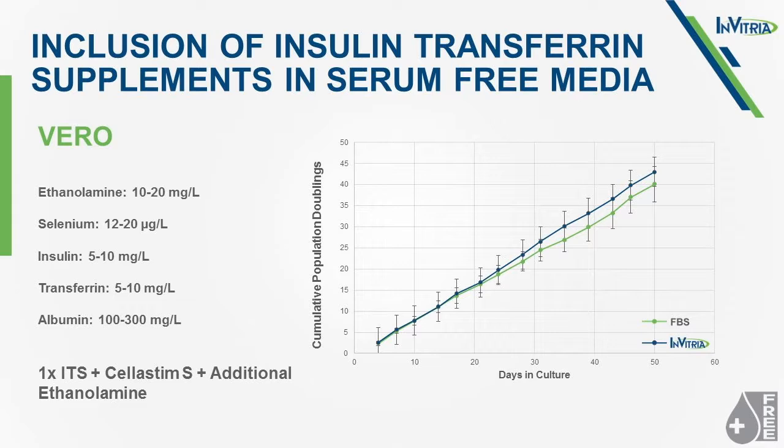So again, the final ITSE supplement profile was a 1X ITSE, ITS plus selustim-S, and then we just supplemented additional ethanolamine into the formulation to get that higher level of ethanolamine that Vero cells prefer. So we took this supplement profile through the DOE platform, and this is what came out on the other side.